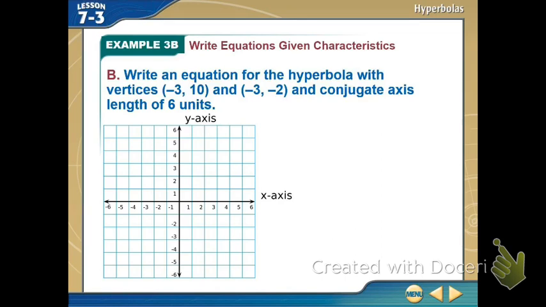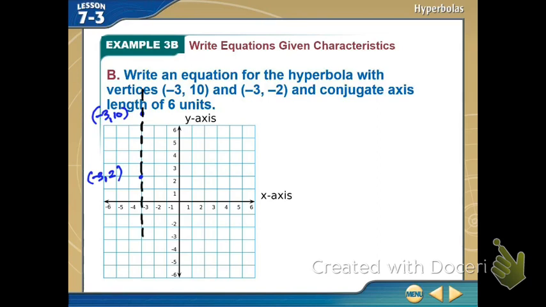Okay, so let's take a look at another example. This one says, write the equation for the hyperbola with vertices at -3, 10 and -3, 2. I'm not really going to be able to draw this on here, but -3, 10 and -3, 2. So again, what I notice about these is that they are on a vertical line together. This is going to be another hyperbola which opens up and down.